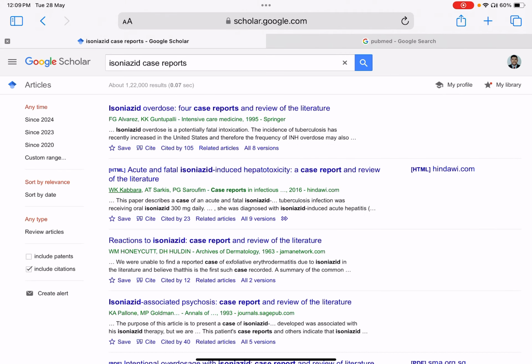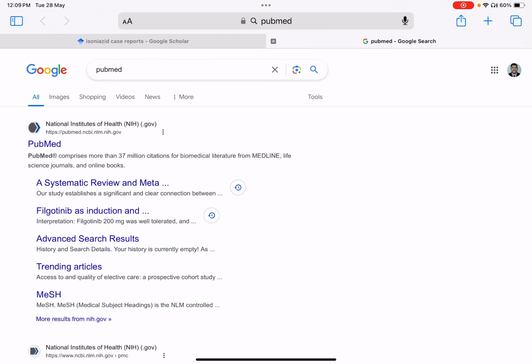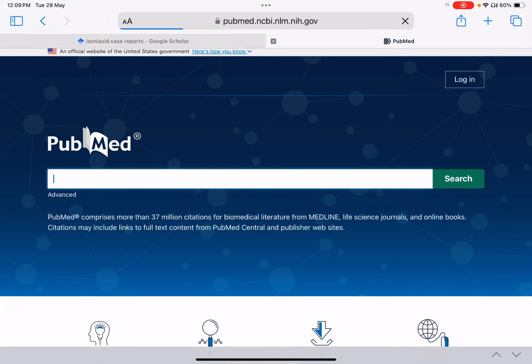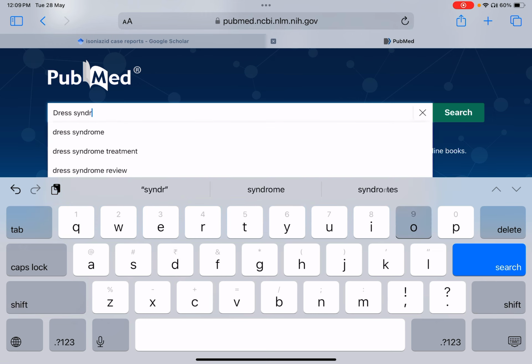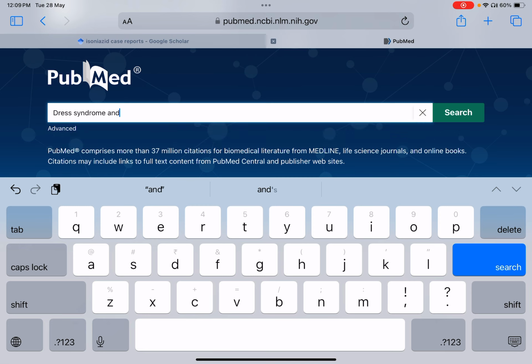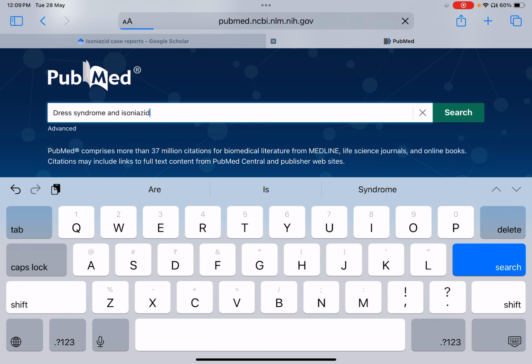So first thing, I request all of you to go to Google Scholar. You can also go to PubMed and log in to PubMed, and let's see how many similar articles are there. So Rett syndrome and what do we have? Isoniazid, right? Isoniazid. So let's see what comes up.